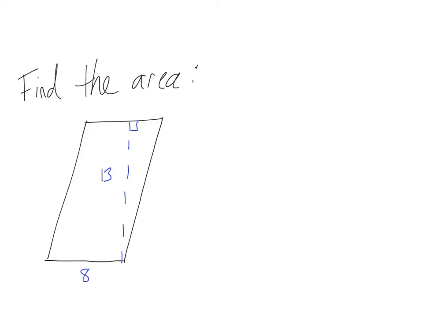All right, so let's find the area of this parallelogram here, okay? We remember that the area of a parallelogram is found by doing base times height. So in this case, my base would be the 8. Let's plug in 8 where the b was, times our height, which is going to be perpendicular to this 8. It's going to form a right angle.